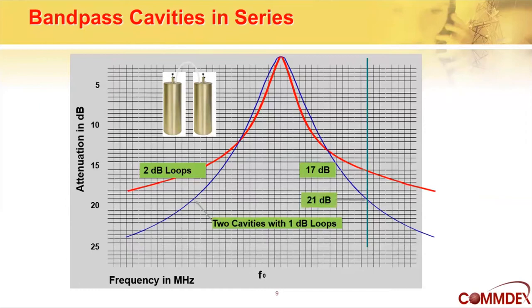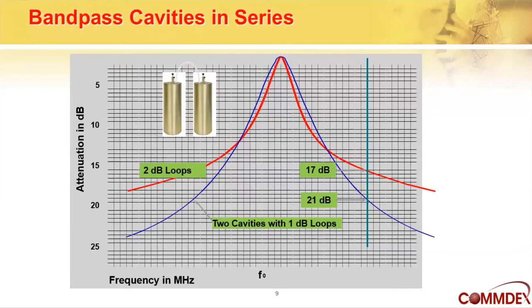So what this drawing is showing is that the red curve has one cavity with 2 dB loops, so it has 2 dB of insertion loss. The blue curve is two cavities with tighter coupling, 1 dB loops, so they both have the same amount of insertion loss. So at the top of the peak, they both have 2 dB attenuation. But notice the blue curve is sharper and more selective than the red curve.